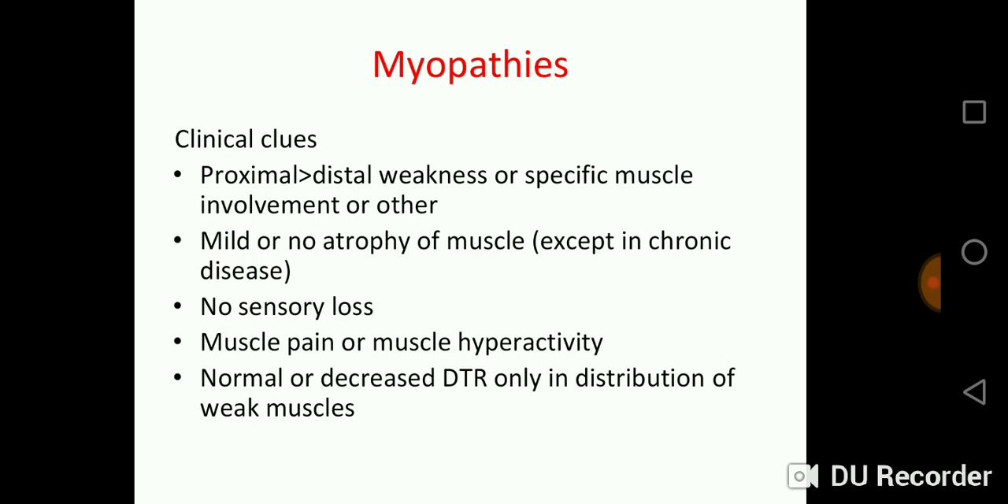So, there is more proximal involvement than distal involvement. There is mild or no atrophy of muscle, no sensory loss, and there is normal or decreased deep tendon reflex only in the distribution of weak muscles.